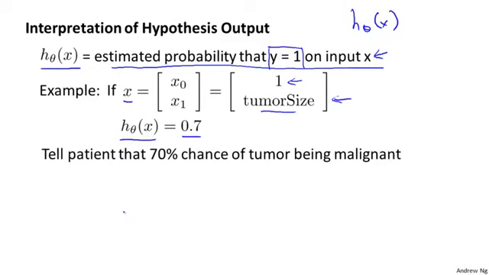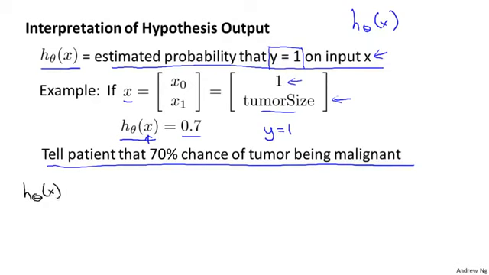I'm going to interpret my hypothesis as follows. I'm going to say that this hypothesis is telling me that for a patient with features x, the probability that y equals 1 is 0.7. In other words, I'm going to tell my patient that their tumor sadly has a 70% chance or a 0.7 chance of being malignant. To write this out slightly more formally, or to write this out in math, I'm going to interpret my hypothesis output as p of y equals 1 given x parameterized by theta.